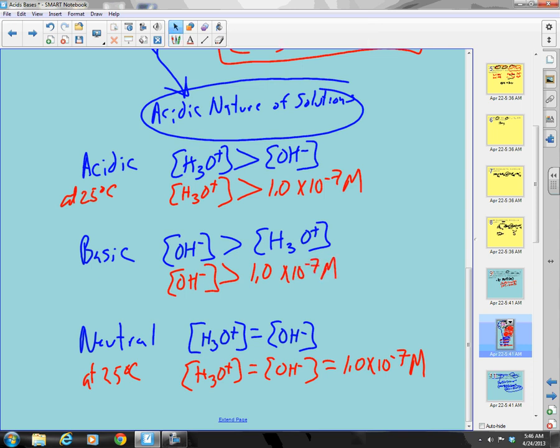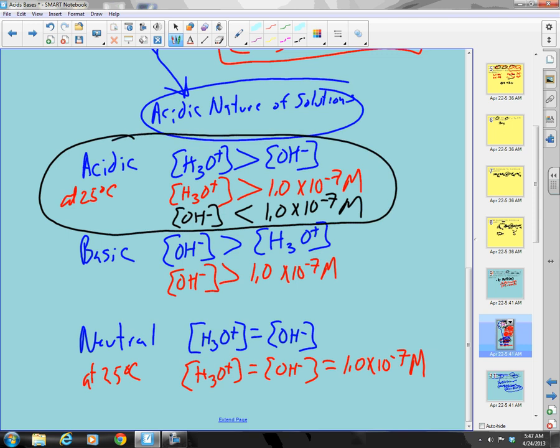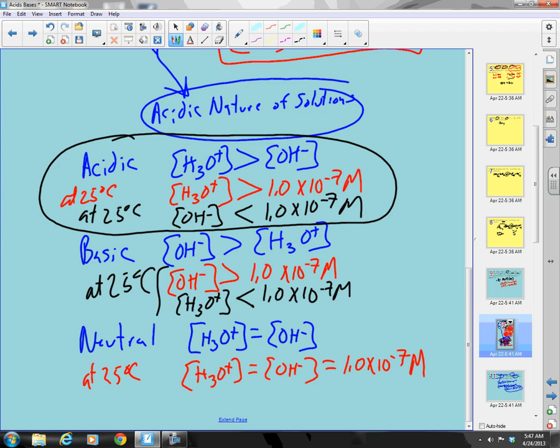But we also know more, right? Because there's a relationship between hydronium and hydroxide, so that means my hydroxide concentration has to be less than 1.0 times 10 to the minus 7th. So these guys are all acidic, right? Now these two are at 25 Celsius, right? Down here, my hydronium must be what? If it's going to be basic, it must be less than 1.0 times 10 to the minus 7th molar. And once again, this is at 25C. This is all the time, always. Got it?